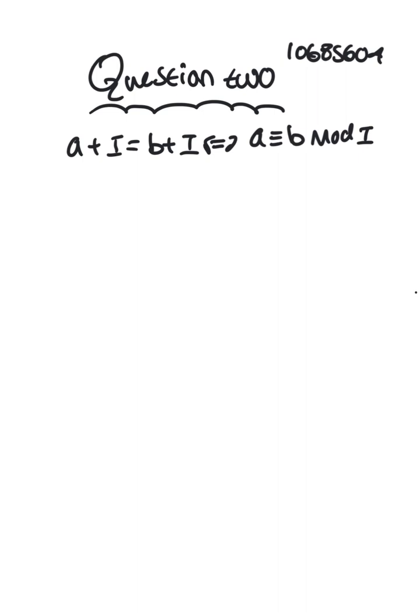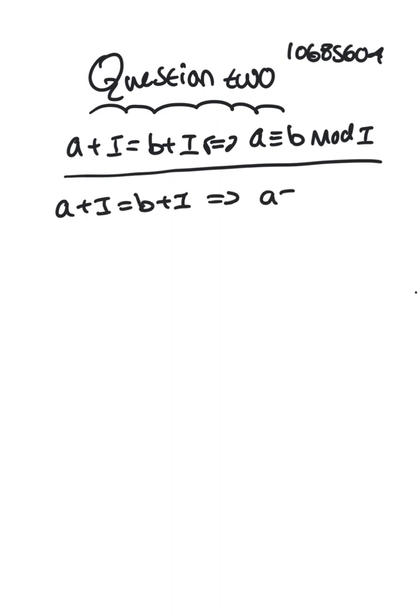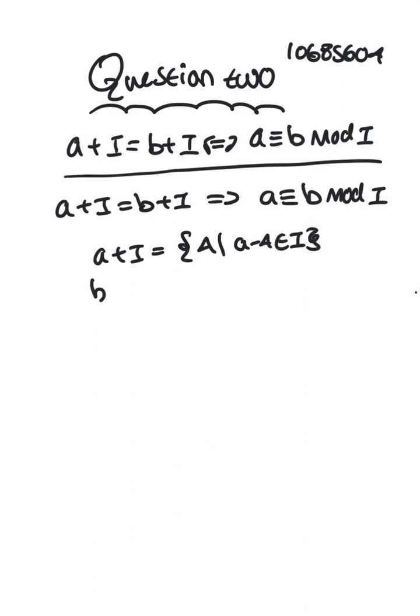So we are going to start by proving that the two cosets being equal implies that A is congruent to B modulo I. So let's define them. A plus I is the set of all elements alpha, such that A minus alpha is in the ideal. And the coset of B is the set of elements, call them beta, such that B minus beta is in I.